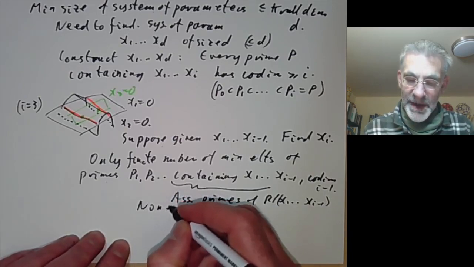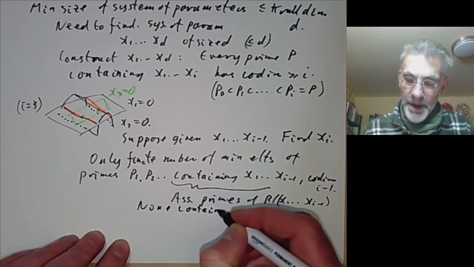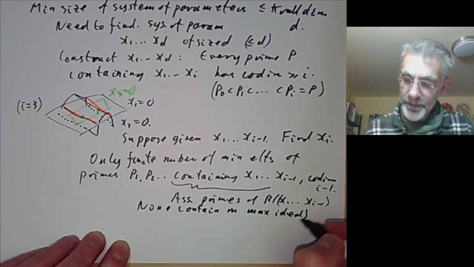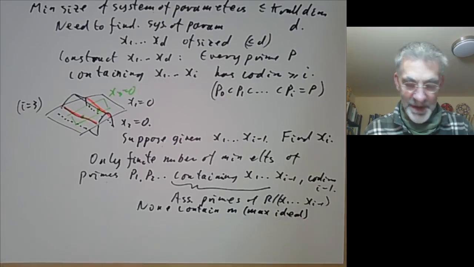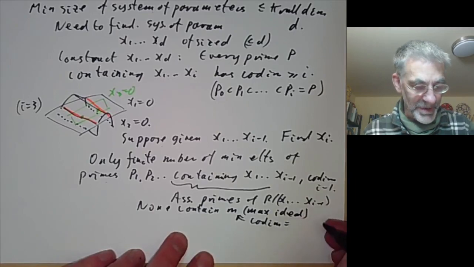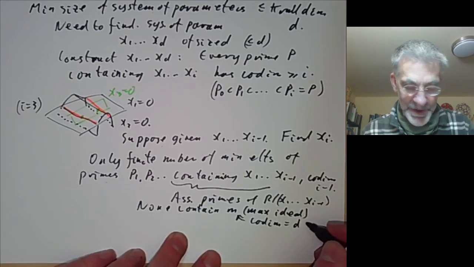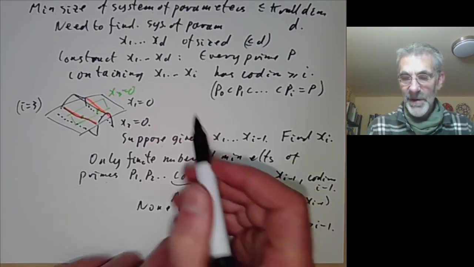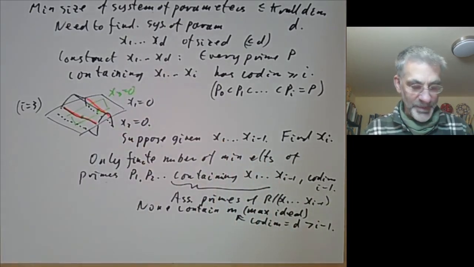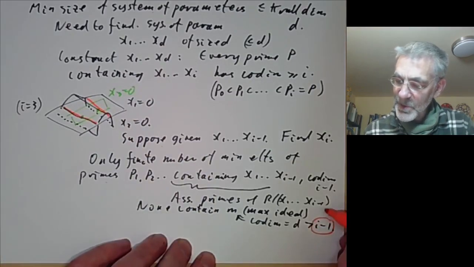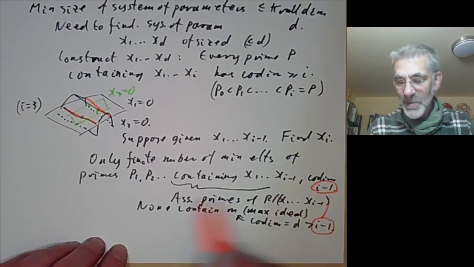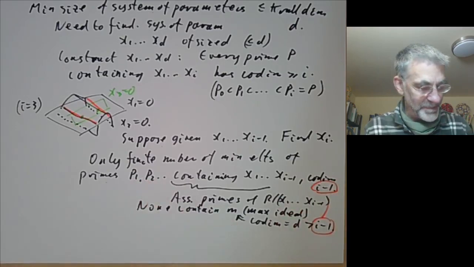Now, none contain M, the maximal ideal. The reason for this is that M has codimension equal to the Krull dimension, which is greater than i minus 1. Otherwise, if i was equal to d, we would have finished. So d is greater than i minus 1, but all the ideals Pi have codimension equal to i minus 1, so they can't be equal to M.